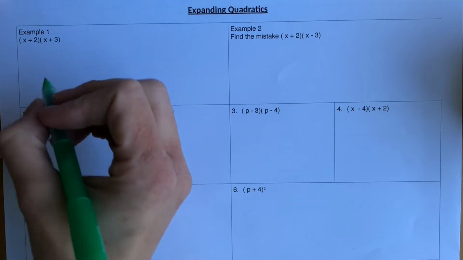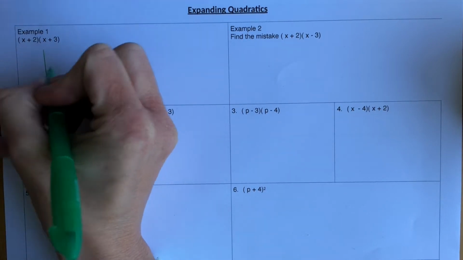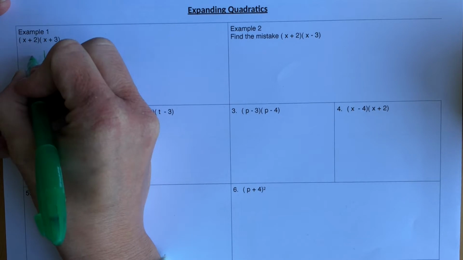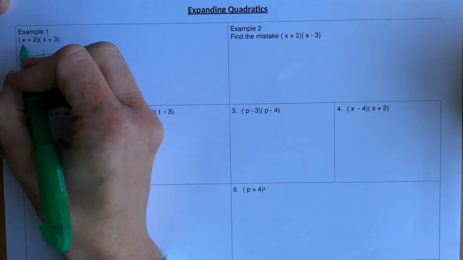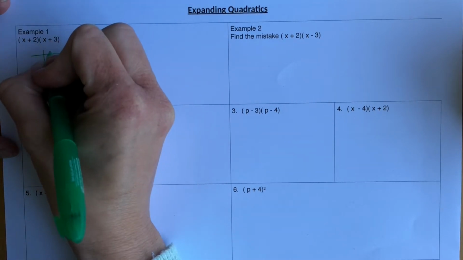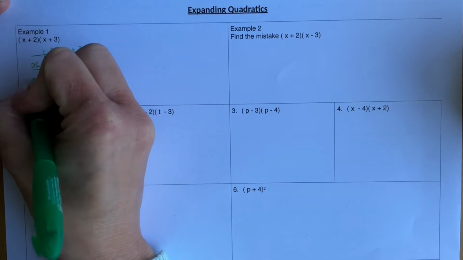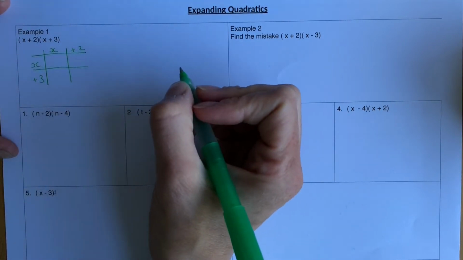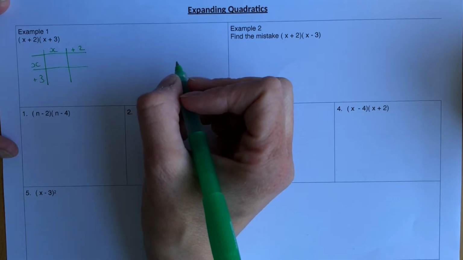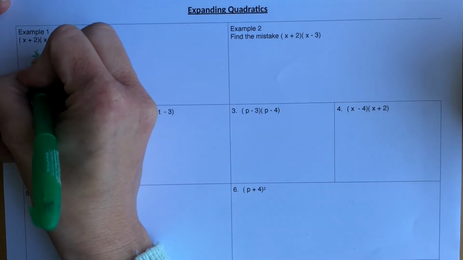There are a couple of ways of doing this. My preferred method is to use the grid. So you put one of what's in one bracket at the top and the other bracket down the side. It doesn't matter which way round you do that, and then you multiply through. So you're going to times them all together.